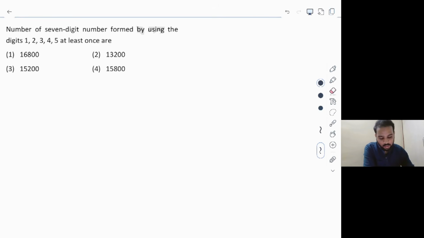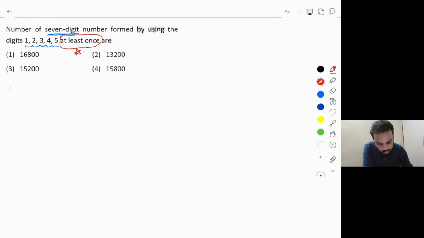Now the question is what? Number of 7-digit numbers, be careful, it is a 7-digit number, formed by using the digits 1, 2, 3, 4, 5 and at least once. This is the most important word here. Try to concentrate: it means that we have to use the digits at least once, which means the digits can be used multiple times also. So let's try to analyze how many cases are possible here.